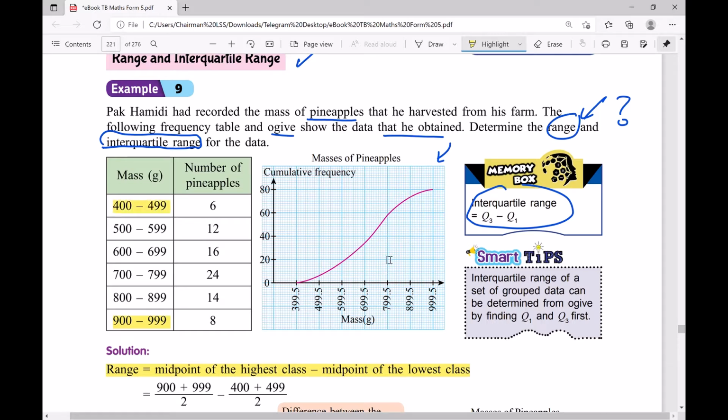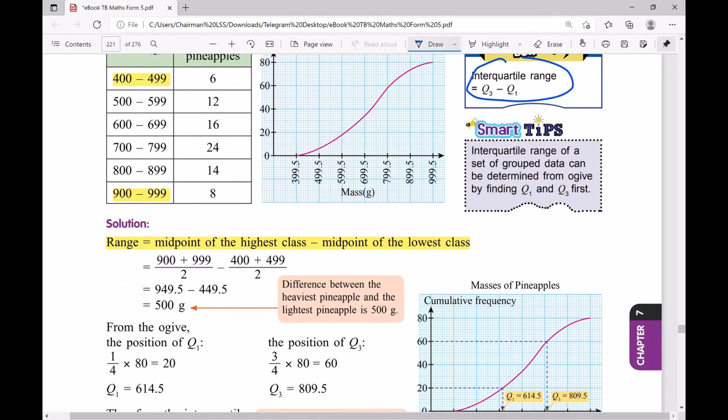So you just find the midpoint first. You find the midpoint. That means you add the lower limit plus the upper limit, and then you divide by 2. This one also the same, lower limit, upper limit, you divide by 2. So you'll get 500 gram. So the range is 500 gram, meaning the difference between the heaviest pineapple and the lightest pineapple is 500 gram.